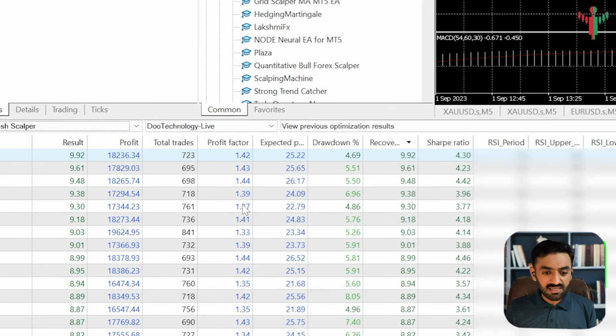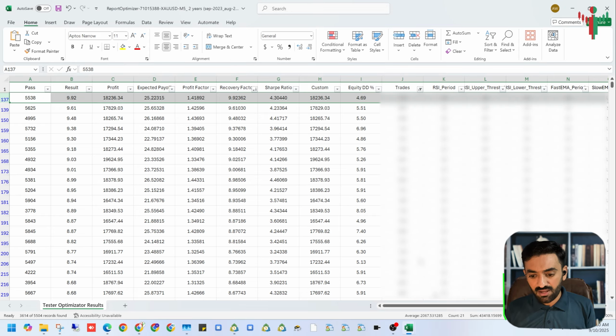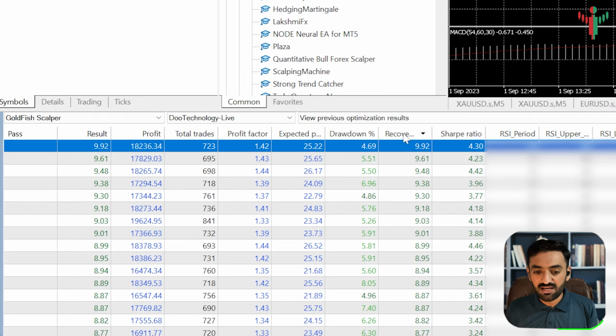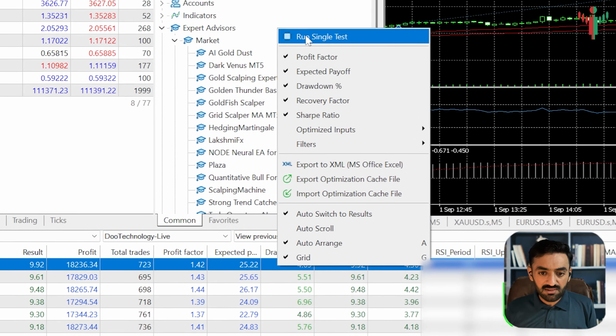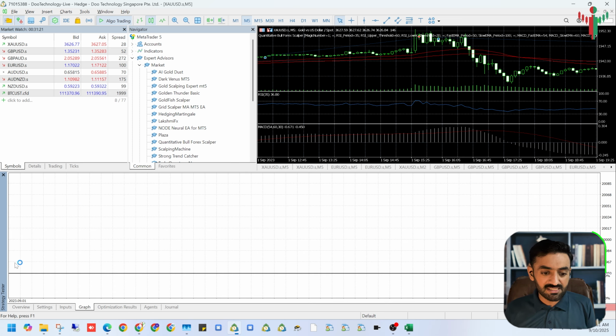I already analyzed all these results, and you can see here in my Excel I applied some filtrations to figure out the best result in this optimization, and I find the best result is with the highest recovery factor. So come back to the MT5 and simply sort this in descending order. Right click on it and run single test. Once the testing started, we will see a graph going up or down.